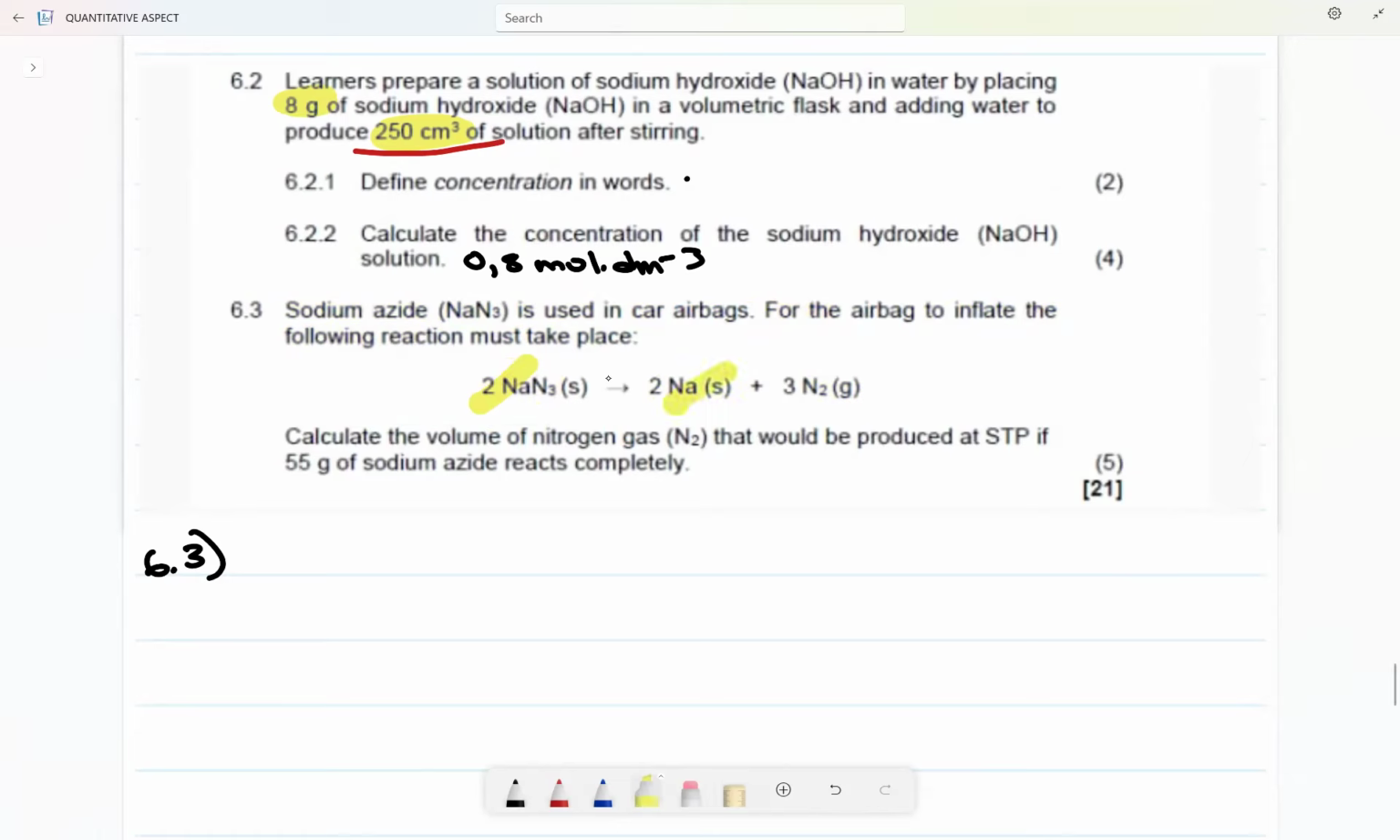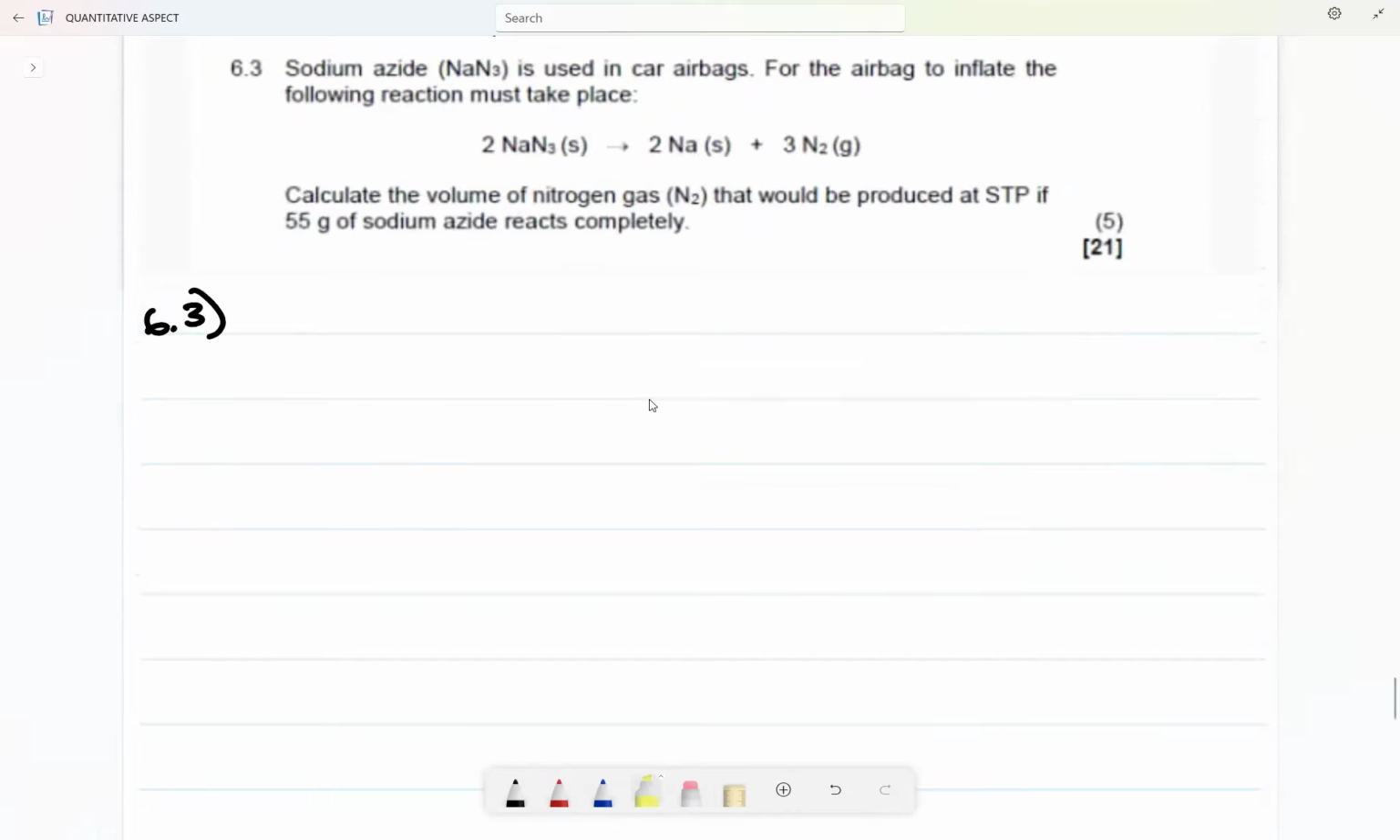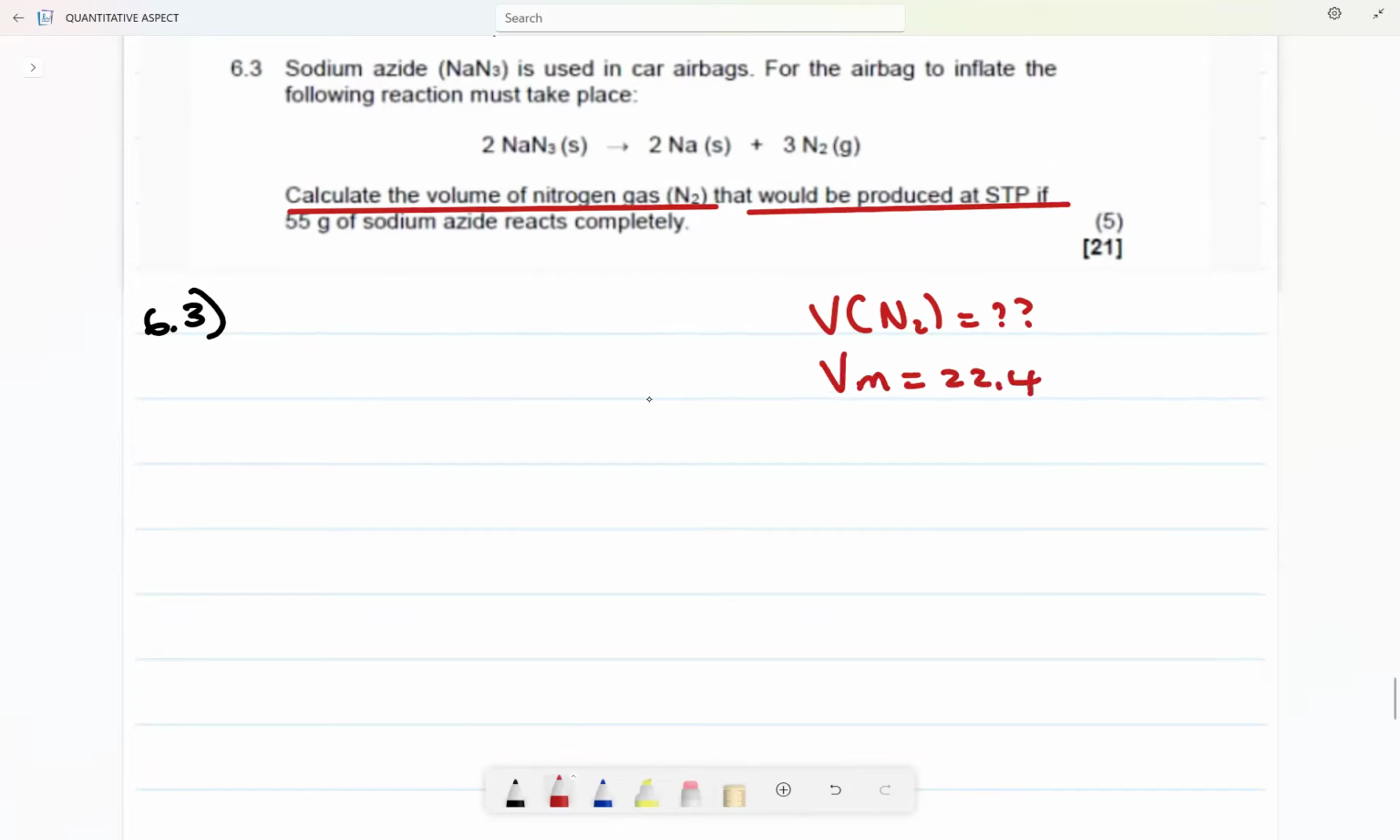2 moles of sodium, 2 moles of sodium; 2 times 3, so it means it is 6 of nitrogen and 6 of nitrogen, balanced. They say now, calculate the volume of nitrogen gas that will be produced at STP, okay? Remember, I know that my molar volume is 22.4.